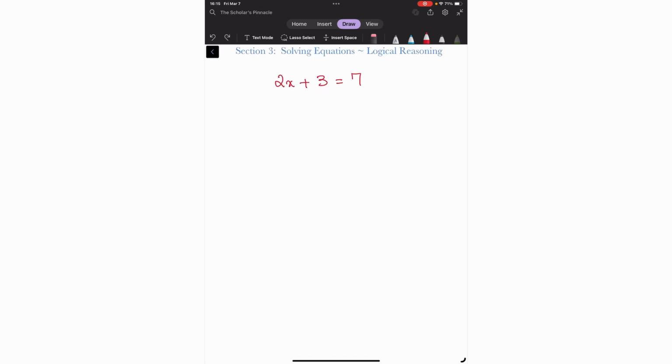Section 3, solving equations under logical reasoning. Let's solve this equation. Using logical reasoning, we'll subtract 3 from both sides. The equation becomes, then divide by 2, x equals 2. This is how logical reasoning helps you break down problems step by step to find solutions.